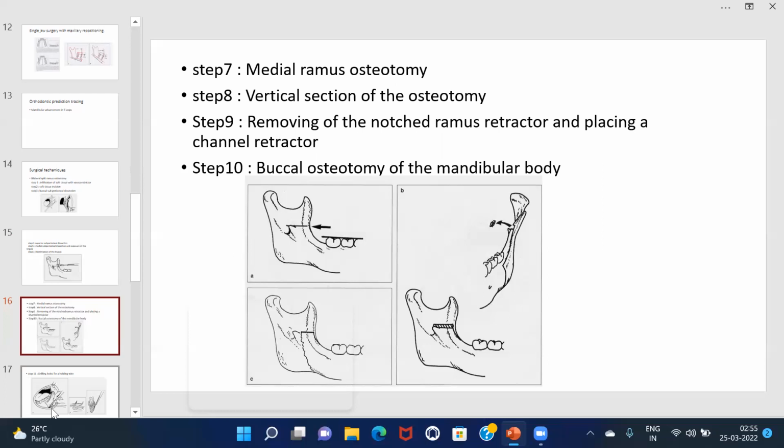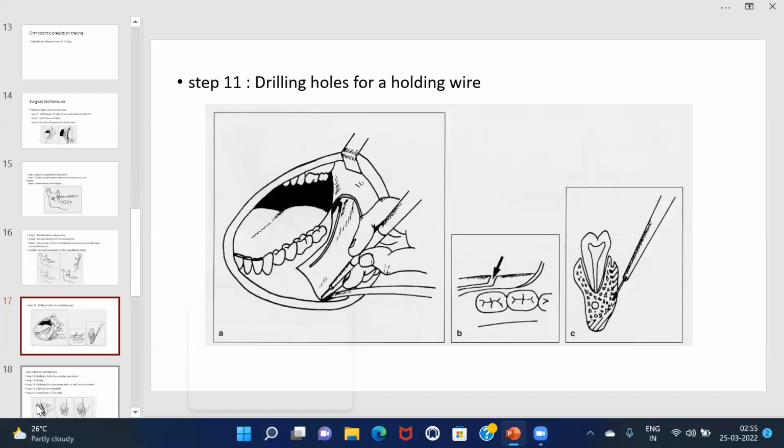Now step 11, drilling holes for a holding wire. The holes for a holding wire should be positioned in such a way that the proximal segment is directed distally. The direction of the anterior hole in the proximal segment should be posterior and that of the posterior hole in the distal segment anterior. The placement of the holding wire is positional.